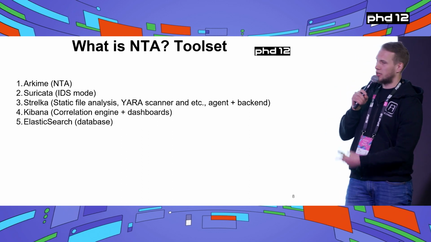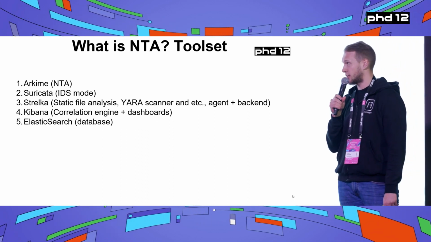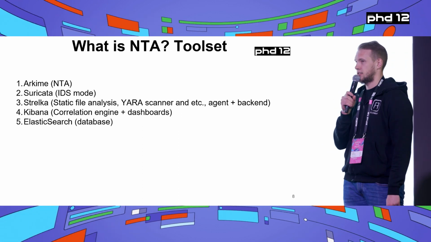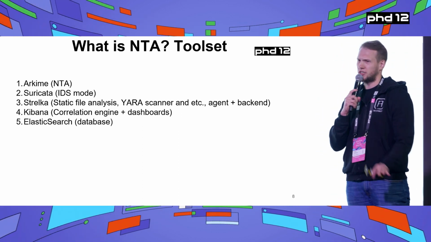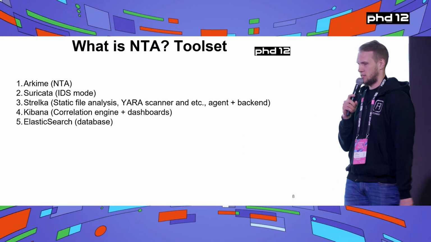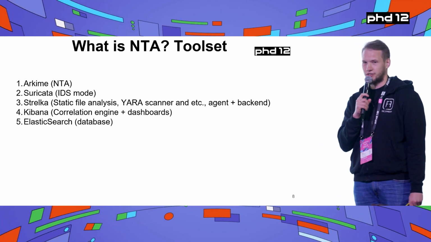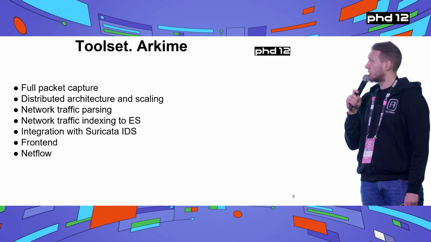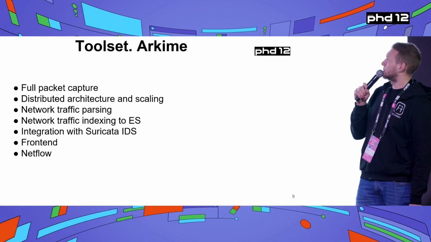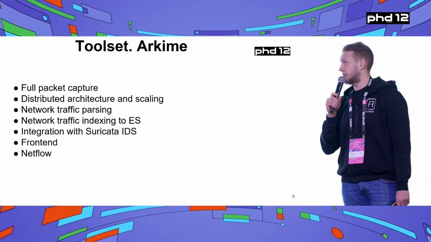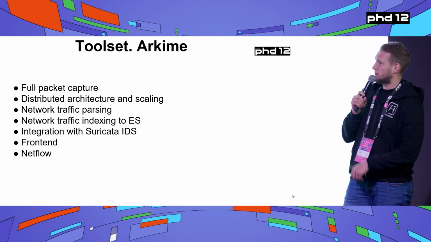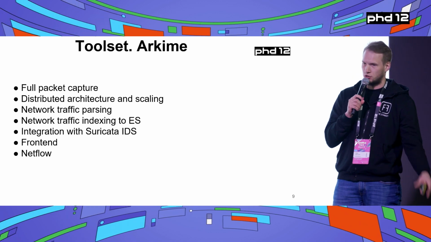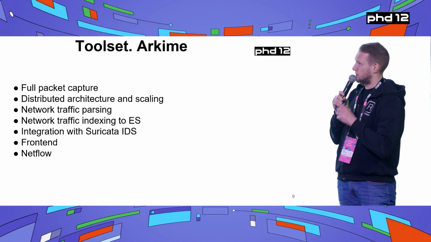What toolset do we have? Arkime, this is the NTA function. Suricata, this is IDS mode. Strelka, that's for static file analysis, and Kibana and Elastic. So nothing special, no rocket science. Let's have a look at Arkime. Arkime provides full packet capture. That's about NTA. Out of the box, it enables you to make a distributed architecture and scaling.